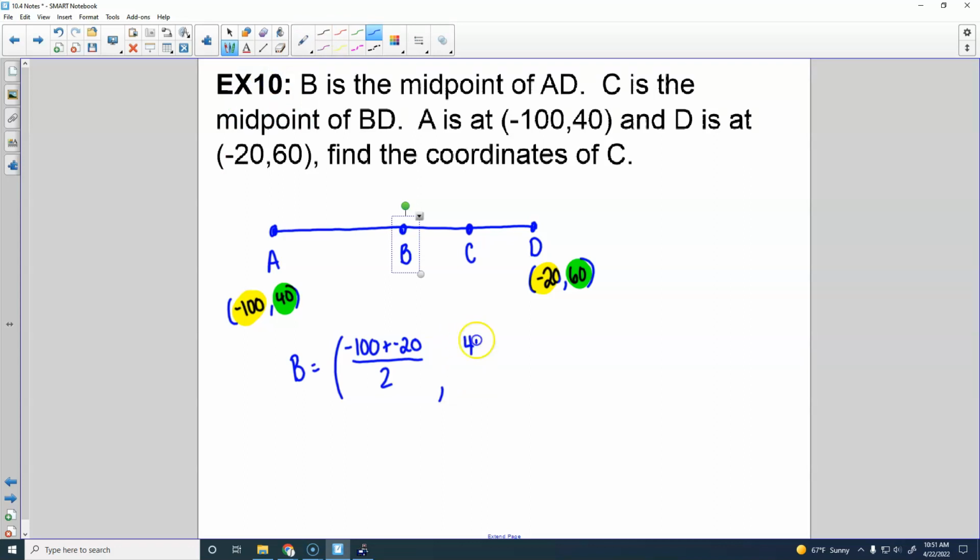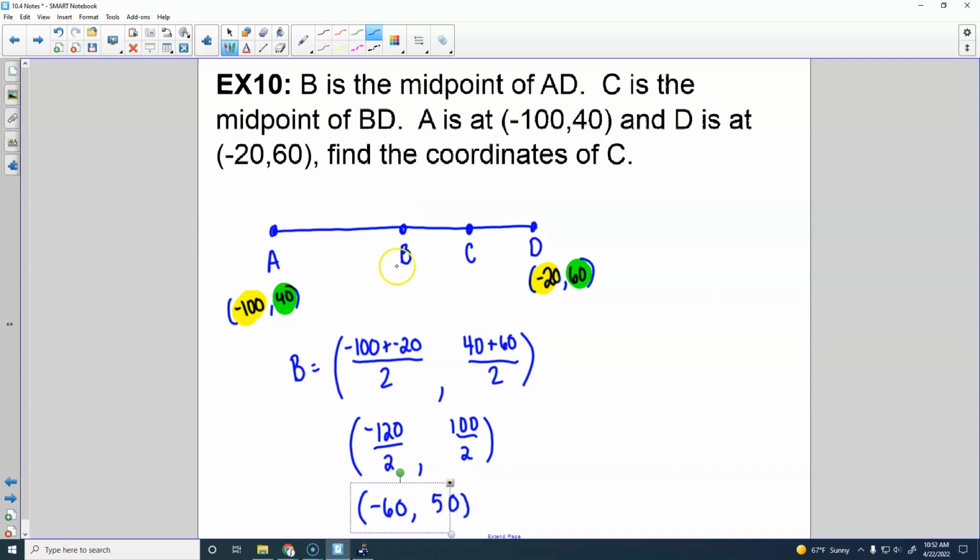Good. So we'll get 40 plus 60, and then there's just 2. So we divide that by 2. So this is going to give me -120 over 2, and then 100 over 2. So that's going to give me -60, 50. All right, so those are my coordinates for B. That is not my answer. That's not C. They asked me for C.